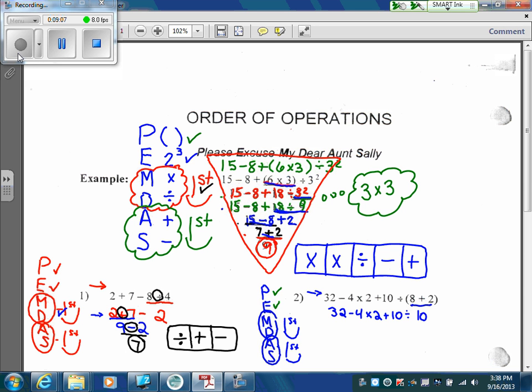Next one is multiply or divide, whichever one I see first. I scan and I stop. I see multiplication. Solve it. 4 times 2 is 8. Bring everything else down.